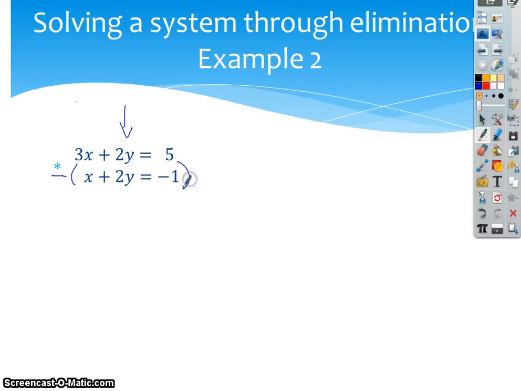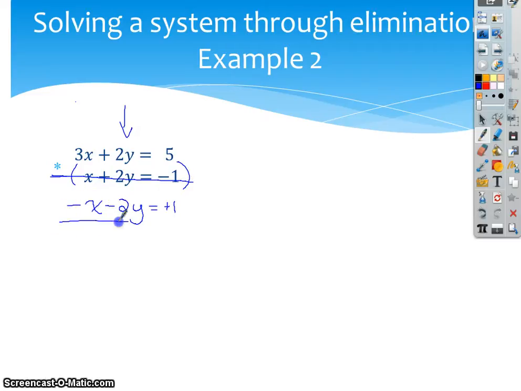And I personally like to rewrite whatever equation I'm going to be subtracting, and I write it right underneath. The reason why? I know that this negative has to distribute to each and every element of my equation. x becomes negative x, 2y became negative 2y. Negative 1 has to become positive 1.